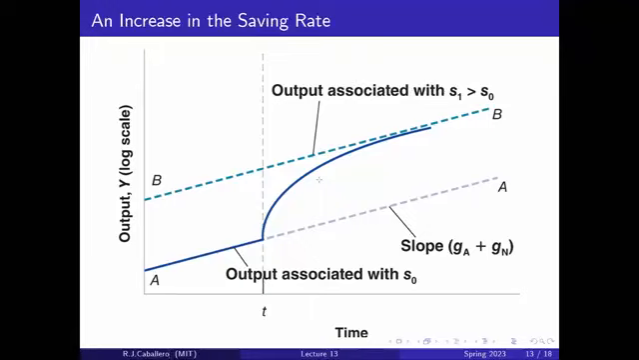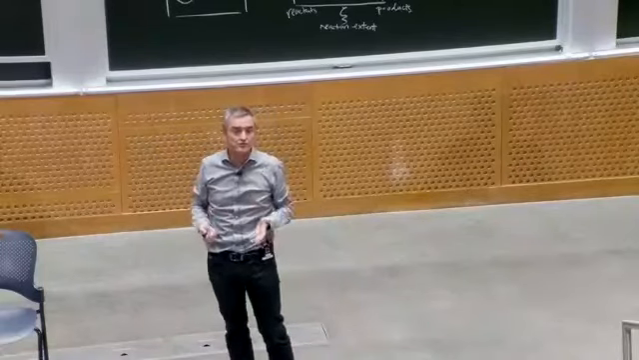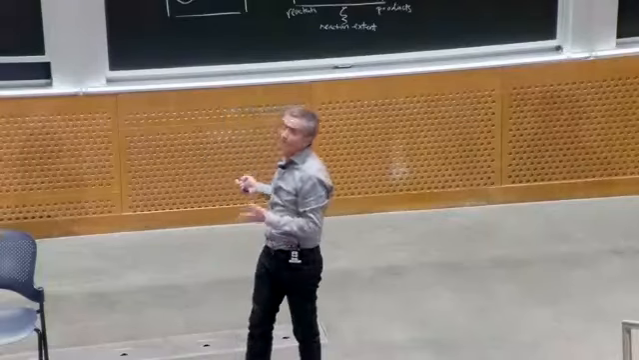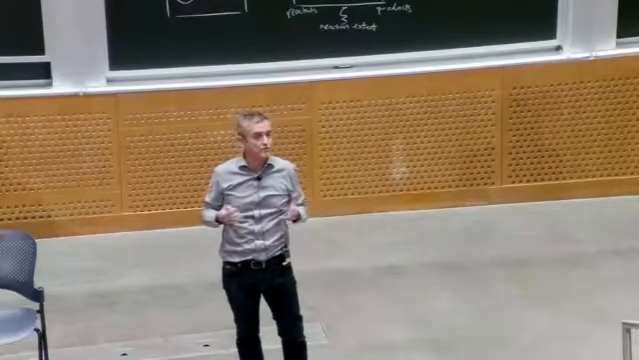You end up with a higher level of output per capita, per worker, a higher path, no? It's an entire path. The rate of growth goes back to GA plus GN, but you get this transitional growth, which is very strong. And once you're here, once you have run out of the high saving and the catching up growth and so on, the only way you're going to really change your rate of growth in a sustained manner is doing what?